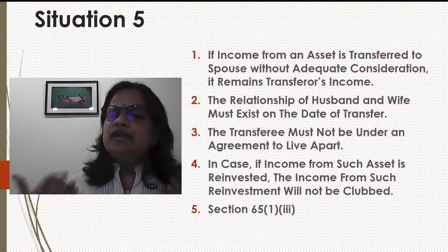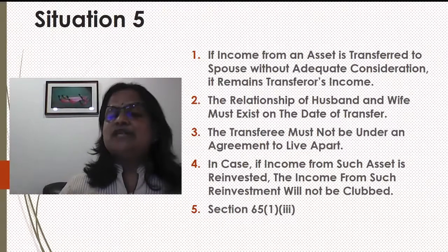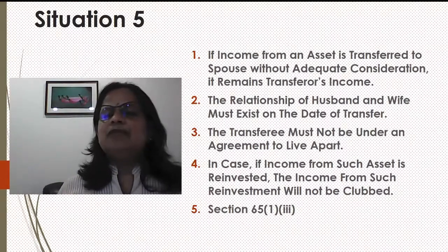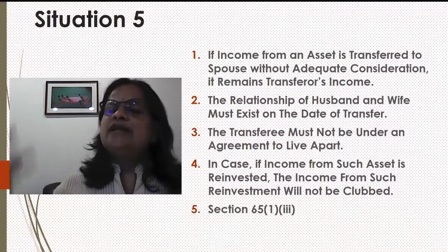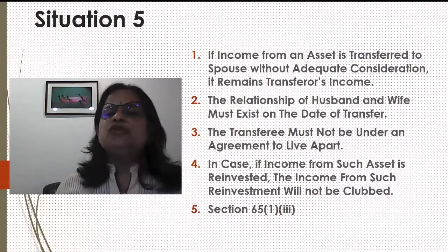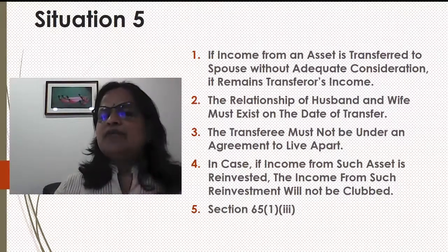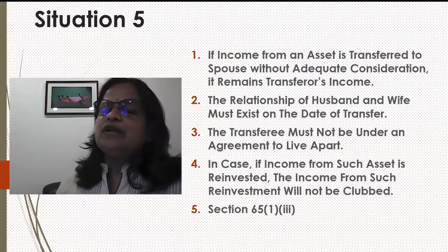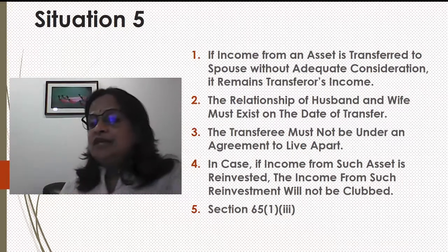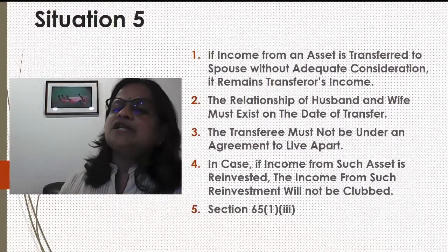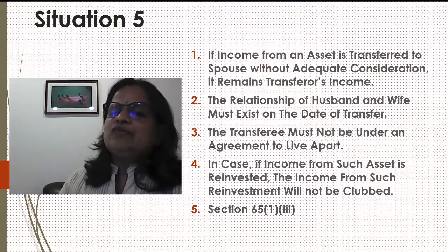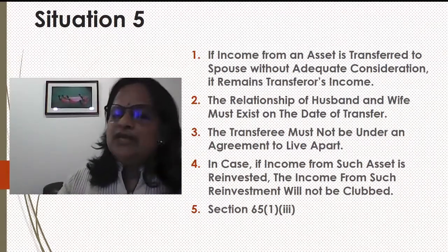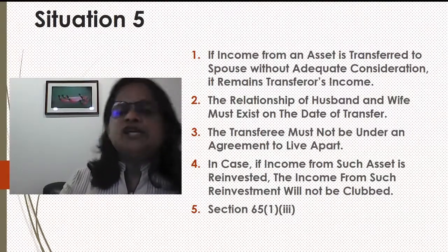Whereas if income from an asset is transferred, say for example, rental income, or a machinery can be let out and the rental income from the machinery, or shares and the dividend, is going to the spouse. In that case, the spouse is receiving it without adequate consideration. The husband is having shares and the dividend, without consideration, the shares are transferred to the spouse. It remains the transferor's income. So these are all gimmicks they are playing to reduce the tax liability of the transferor. So in that case, the income from the shares will be added to the transferor's income.